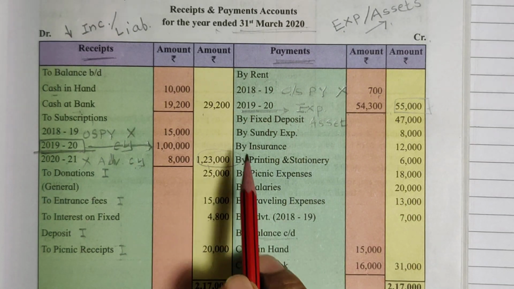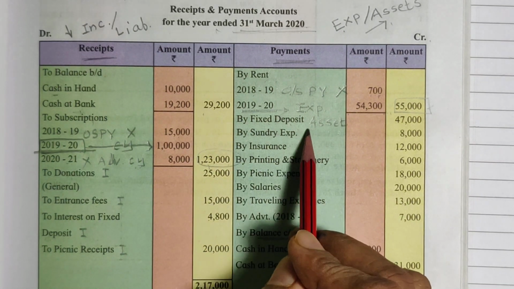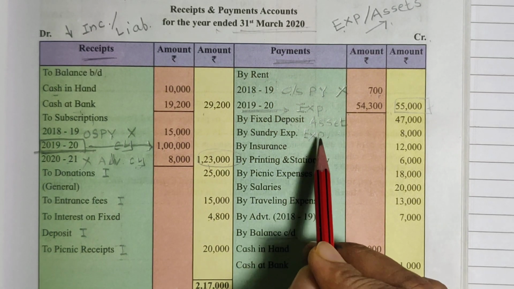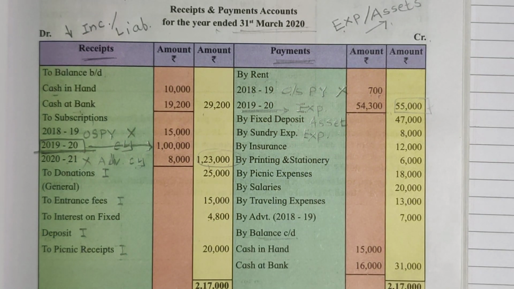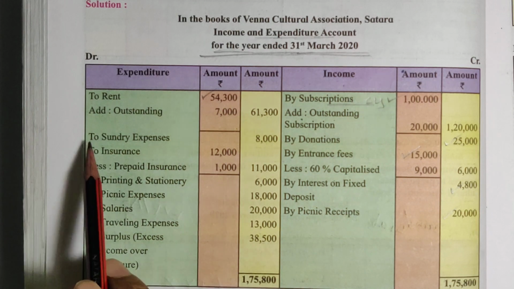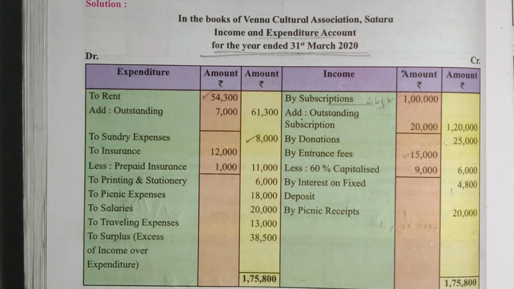Next is sundry expenditure. Expenditure side. Income and expenditure account, debit side. To sundry expenditure, rupees 8,000.